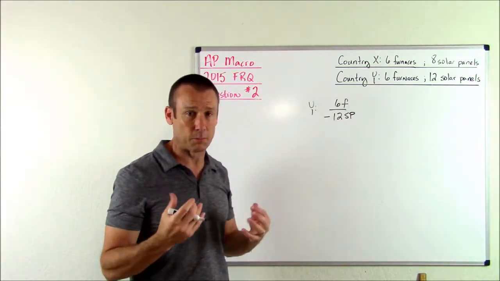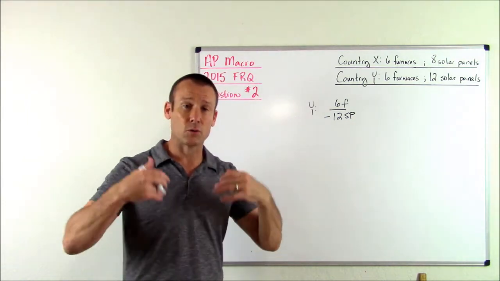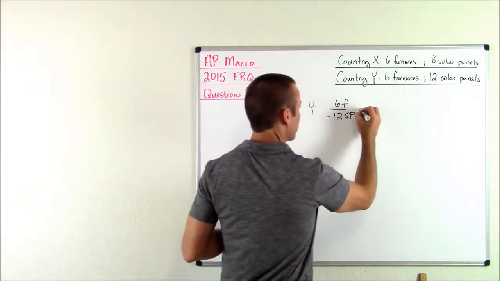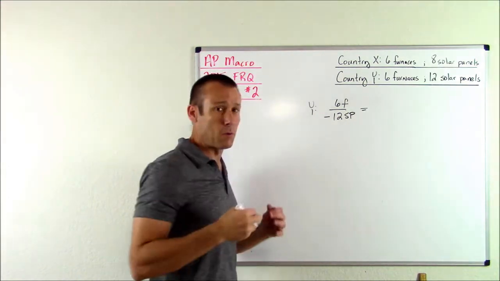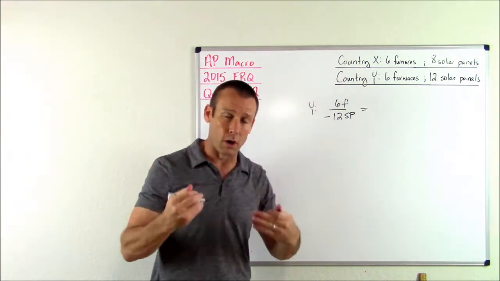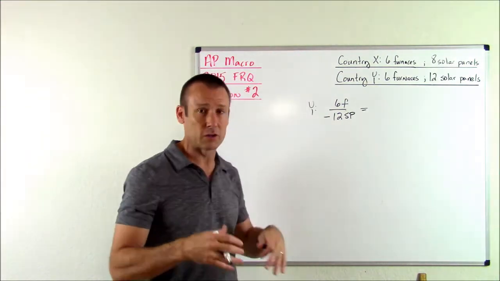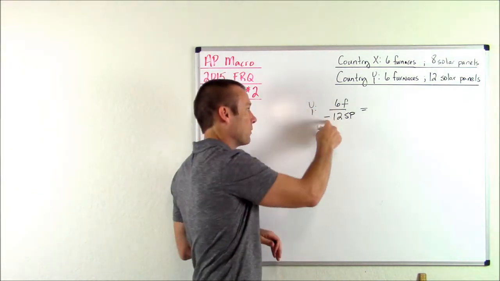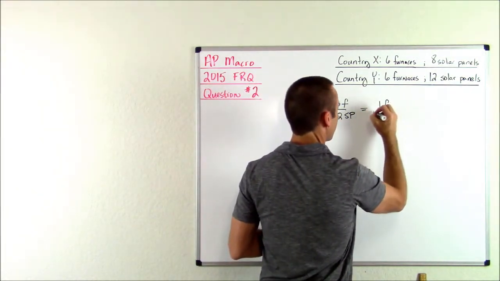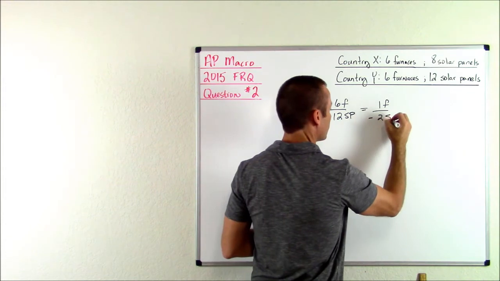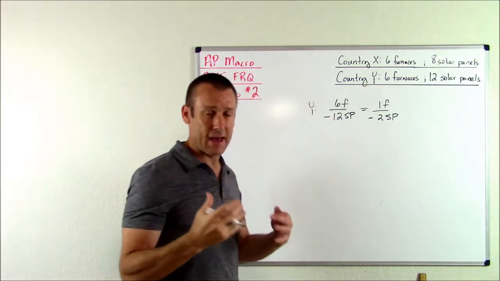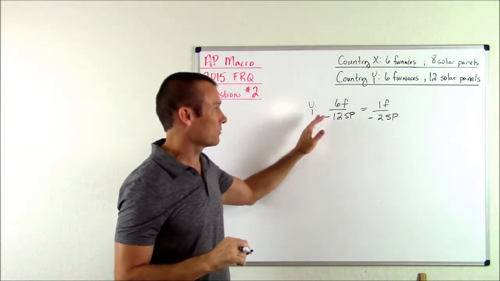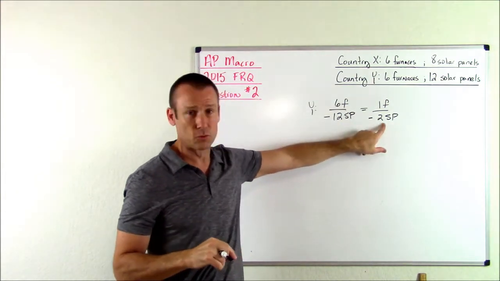So we already have the opportunity cost. We put it like this in this proportion form, and then what we're going to do is just reduce it, right? We're just going to divide both the numerator and the denominator by 6 because we want to get it in terms of 1 furnace. So again, this is opportunity cost. We're just doing proportions. Divide both by 6. We get 1 furnace, negative 2 solar panels. Guys, that gives us the opportunity cost. When country Y makes 1 furnace, they give up 2 solar panels.